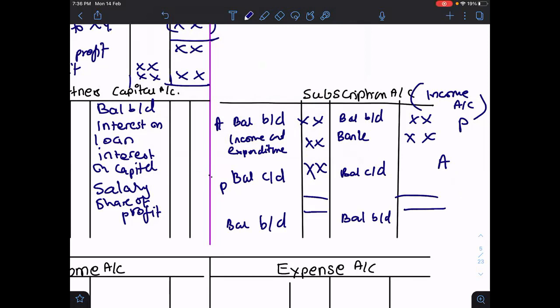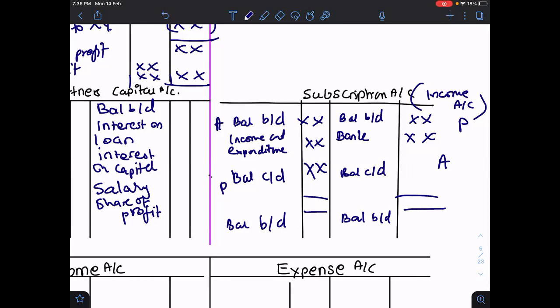Yeah, and income statement. Okay, what does this do? Sorry, income and expenditure account. My bad. Okay, balance begin down on the debit represents what? Accrued, prepaid. Yeah, accrued. Bank क्या represent करता है? Amounts of subscription received during the year. Yes. Okay, subscription received during the year.